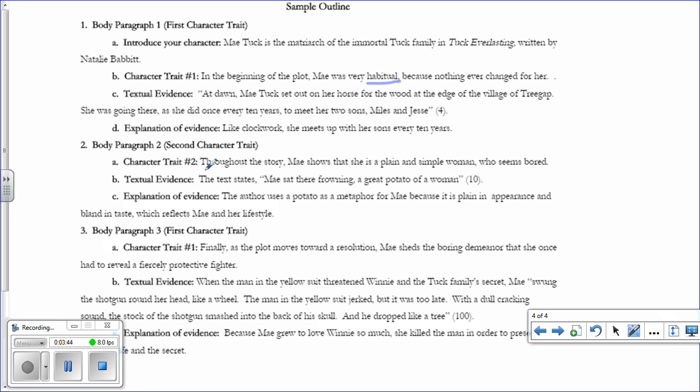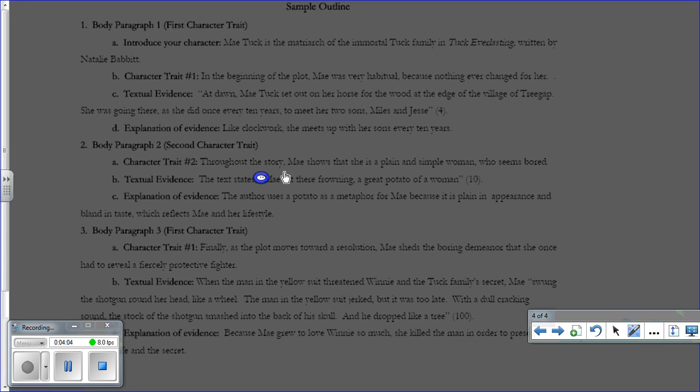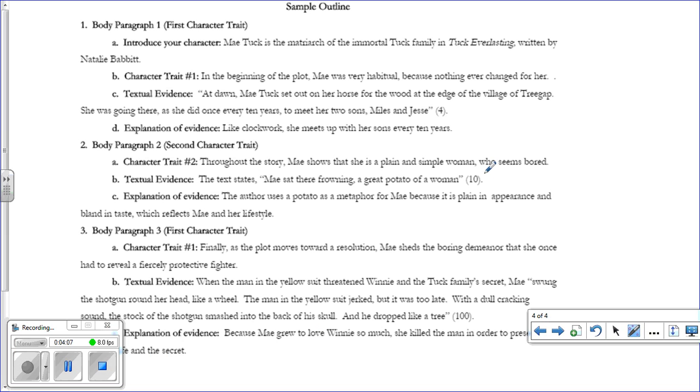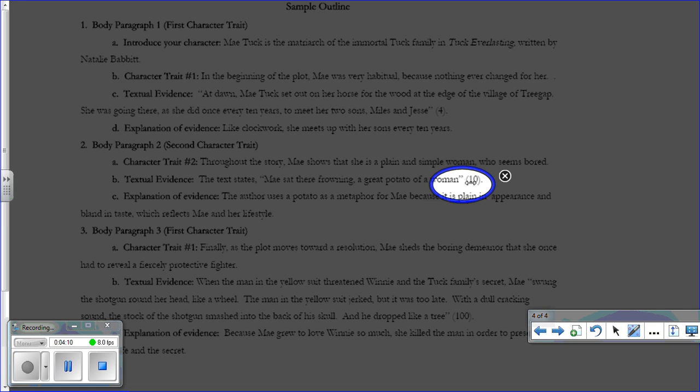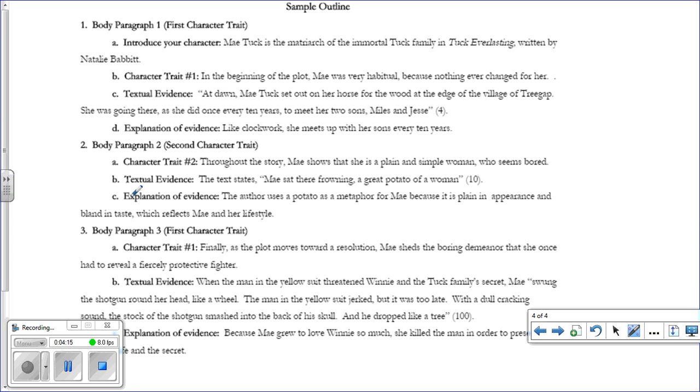Same with the second character trait. I say, when we're talking about, so throughout the story, as the plot progresses, May shows that she is a plain and simple woman who seems bored. I again have to prove it with text. So here I say the text states, I add a comma and quotations, "May sat there frowning, a great potato of a woman." Here I did the same thing, close quotations, page number in parentheses, and period on the outside. Then I explain my evidence. The author uses a potato as a metaphor for May because it is plain in appearance and bland in taste, which reflects May and her lifestyle.